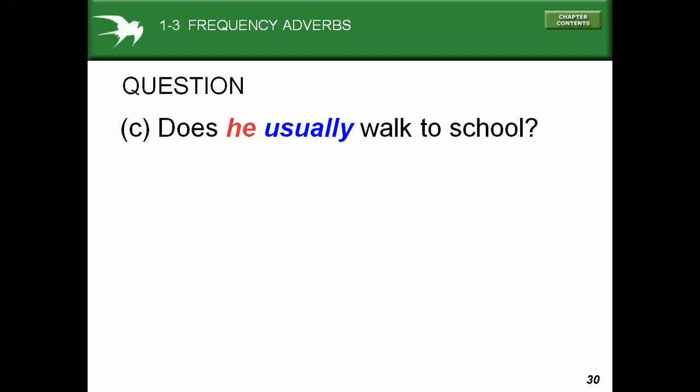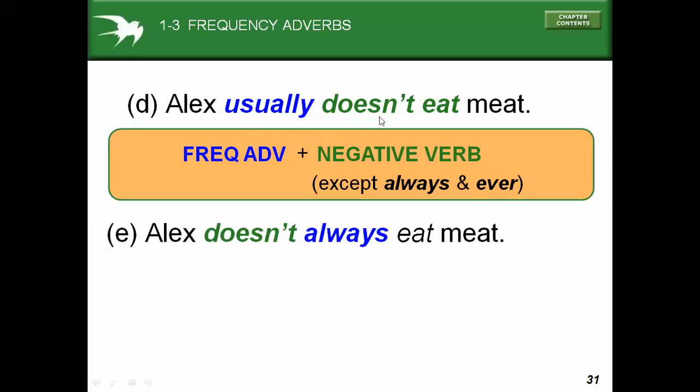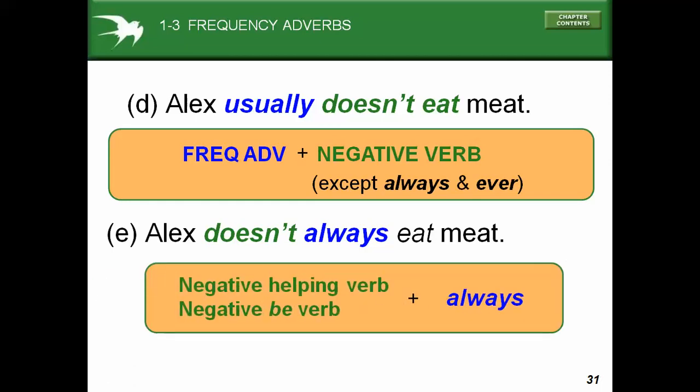Question: does he usually walk to school? Here is does, the subject, and the adverb. Alex usually doesn't eat meat. The adverb, negative, verb. Alex does not always eat meat. So the negative with the auxiliary verb, then the adverb and the verb.